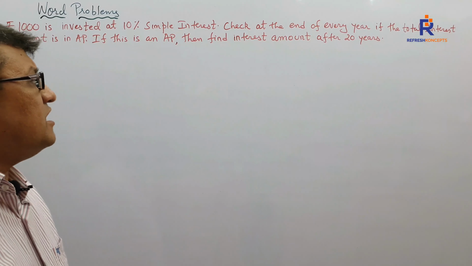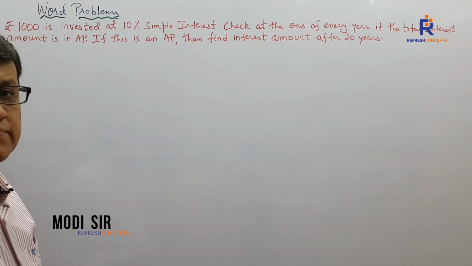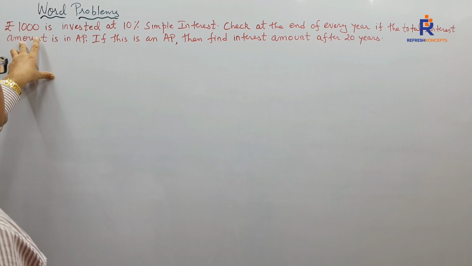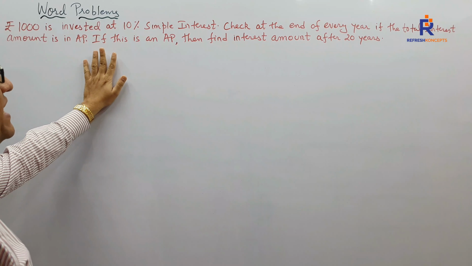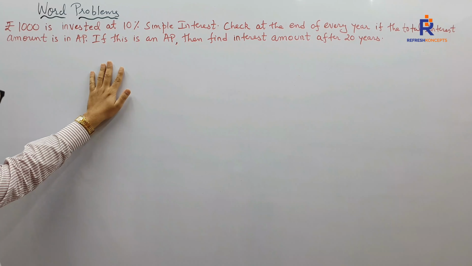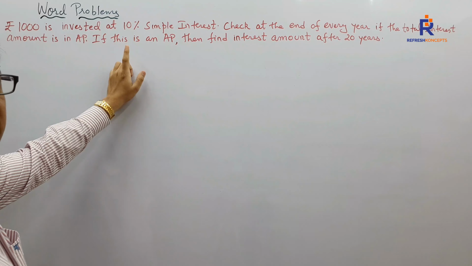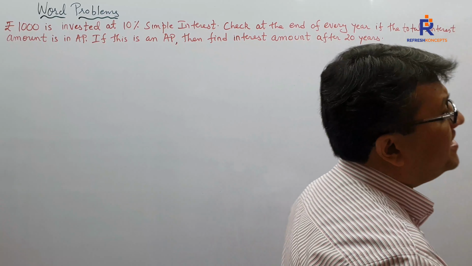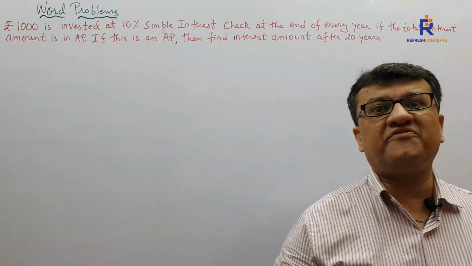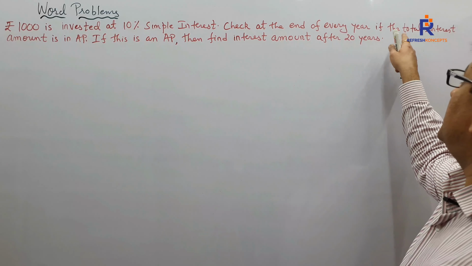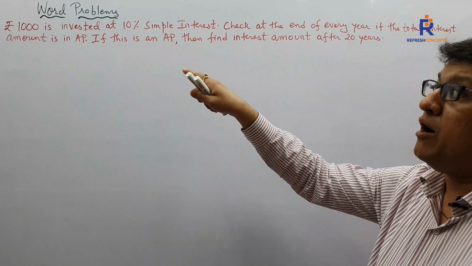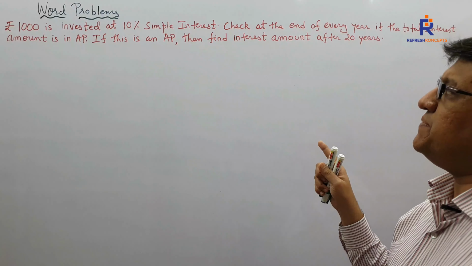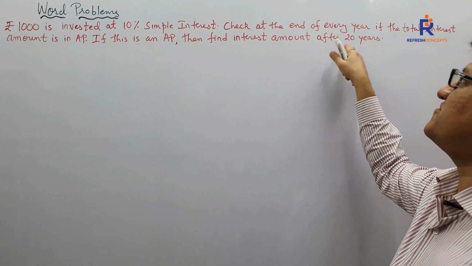Children, now let's move on to the word problems. What is the first one trying to say? Rupees 1000 is invested at 10% simple interest. So 1000 becomes my principal, rate of interest is 10%. Check at the end of every year if the total interest amount is in AP. If this is an AP, then find the interest amount after 20 years.